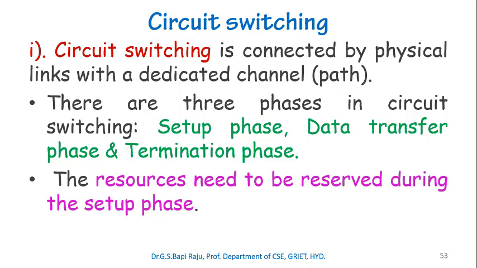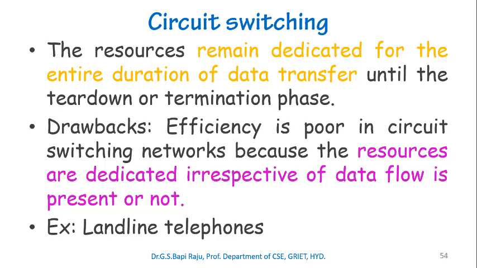Circuit switching is connected by physical links with a dedicated channel. There are three phases in circuit switching: setup phase, data transfer phase, and termination phase. The resources need to be reserved during the setup phase. The resources remain dedicated for the entire duration of the data transfer until the teardown or termination phase.